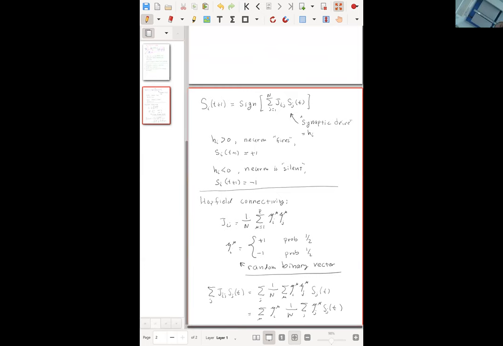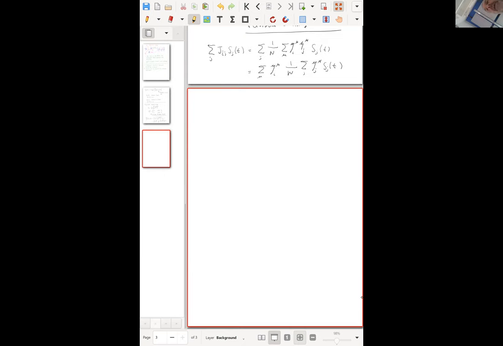Okay, so we're going to take this term here and put it inside here and get our update equation. So what we have is S_i(t+1) equals sign of the sum on mu of eta_i^mu times 1 over N, the sum on j of eta_j^mu S_j(t).